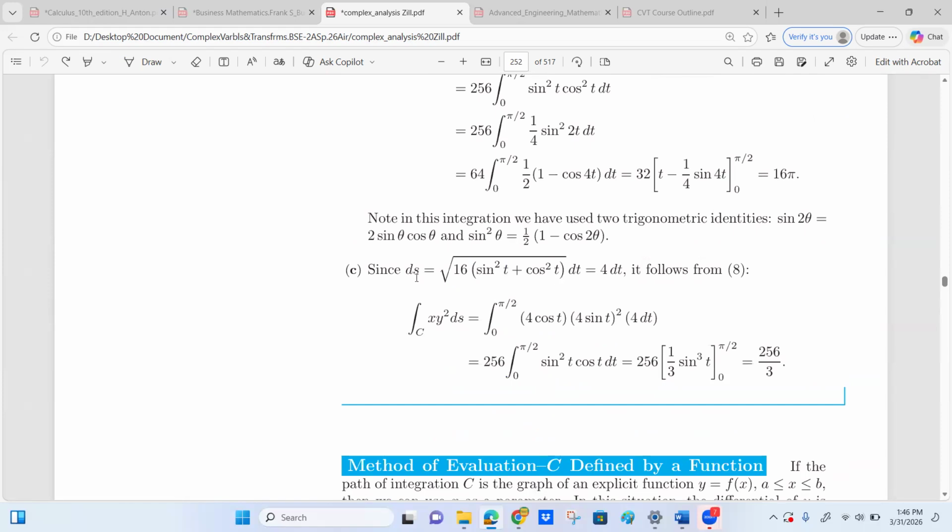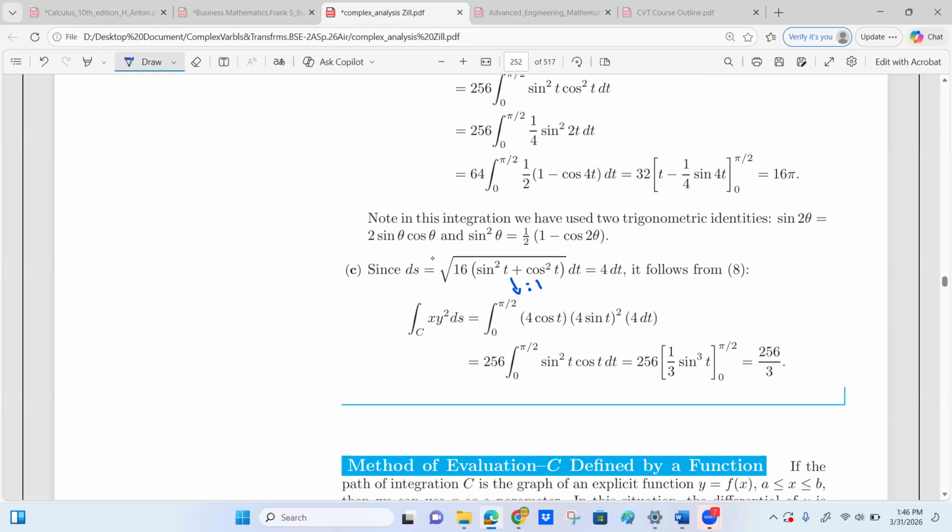Basically, I already told you that ds is equal to the square root of x square plus y square plus z square. By putting its values and taking the common value of 16, and sin square t plus cos square t is equal to 1, you will find this result is equal to 1. So 16 into 1 is 16, and taking the square root, you find 4 dt.